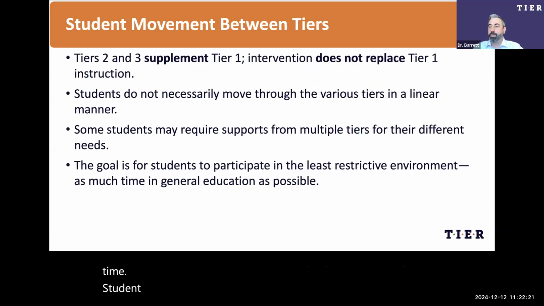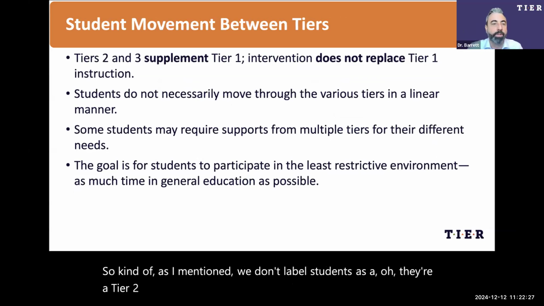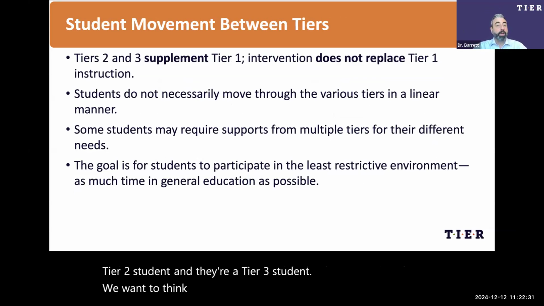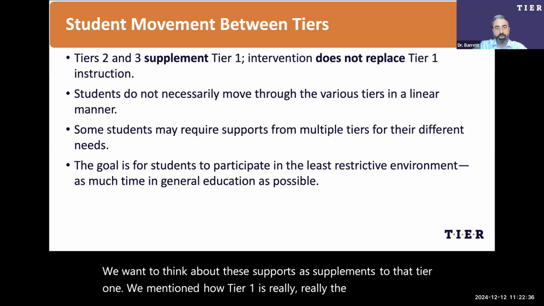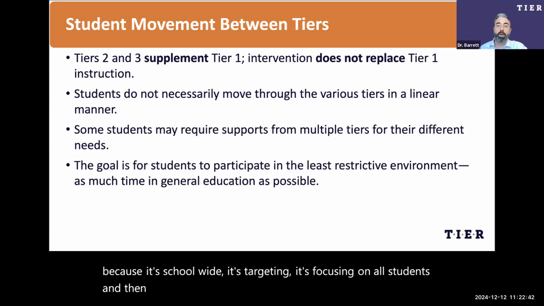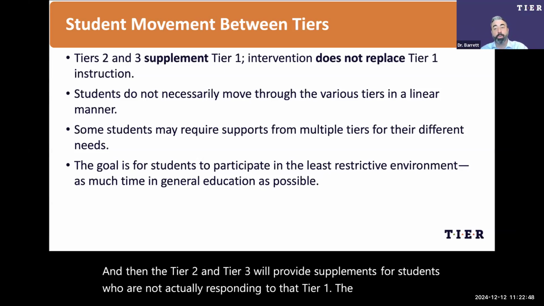Student movement between tiers. So as I mentioned, we don't label students as, oh, they're a Tier 2 student or they're a Tier 3 student. We want to think about these supports as supplements to that Tier 1. We mentioned how Tier 1 is really the most important because it's school-wide, it's focusing on all students. And then Tier 2 and Tier 3 will provide supplements for students who are not adequately responding to that Tier 1. The other thing is, though, they don't replace Tier 1.